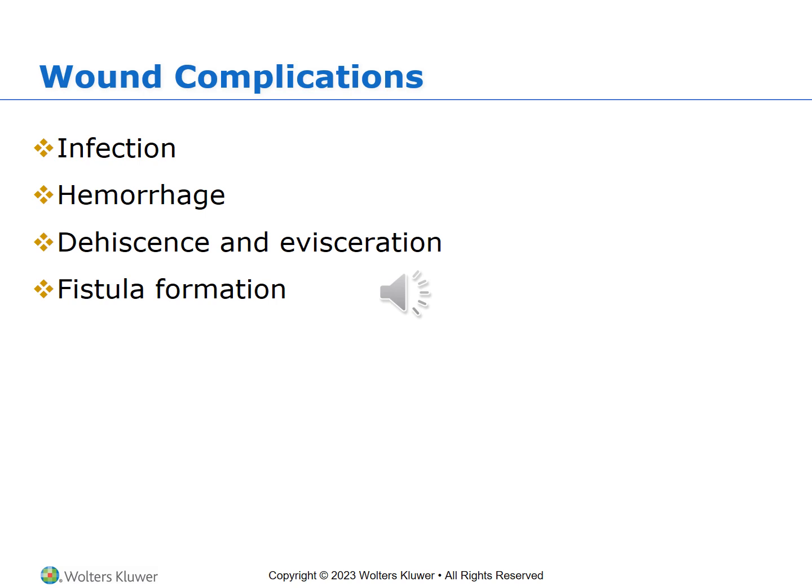Dehiscence and evisceration are the most serious post-operative complications. Dehiscence is the partial or total separation of the wound layers as a result of excessive stress on the wound that's not healing. Evisceration is a more serious complication of dehiscence. It occurs primarily in abdominal incisions. In evisceration, the abdominal wound completely separates and there is protrusion of viscera or internal organs.